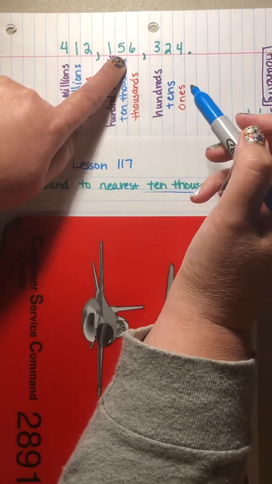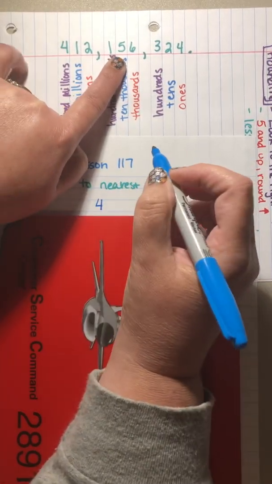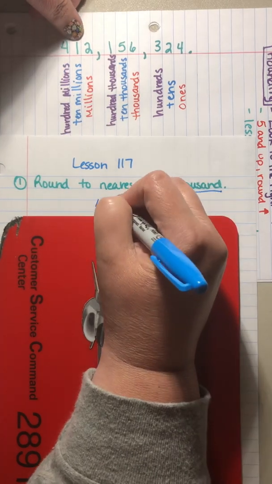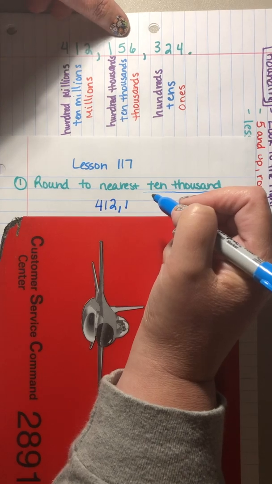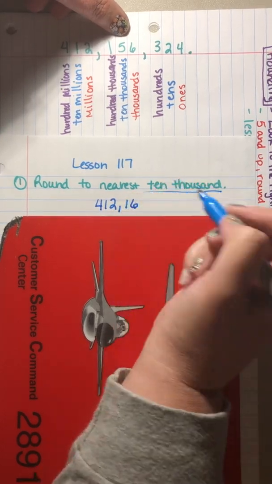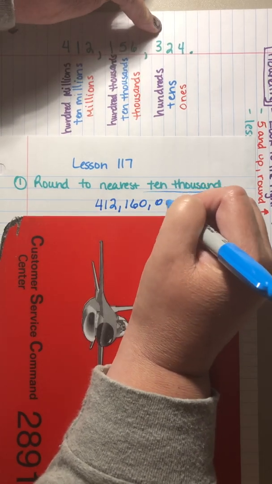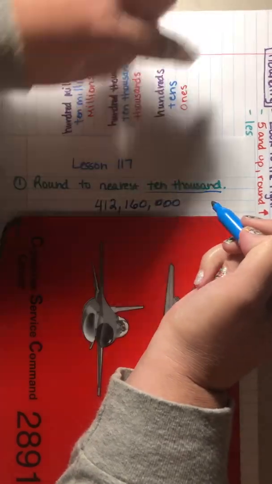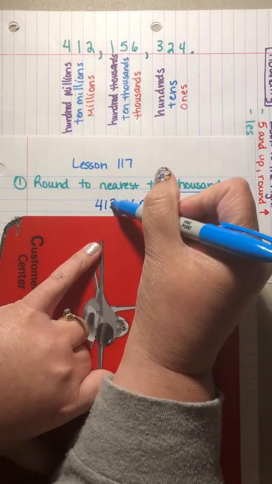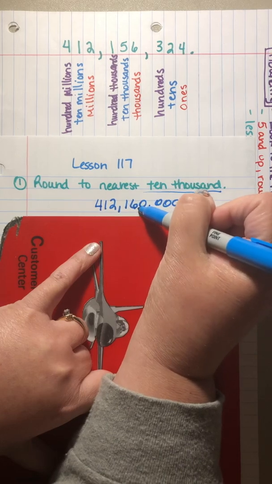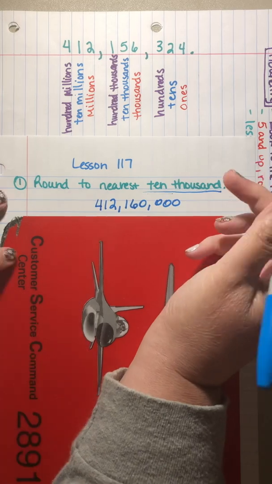When I write that number, I keep everything before it the same: 4, 1, 2, 1 stays the same. I said my 5 is going to become a 6, and then everything after it becomes zeros. 1, 2, 3 for that. So now my number is 412,160,000 when I round to the 10,000 spot.